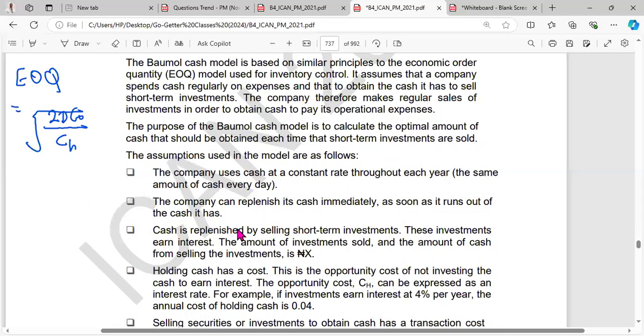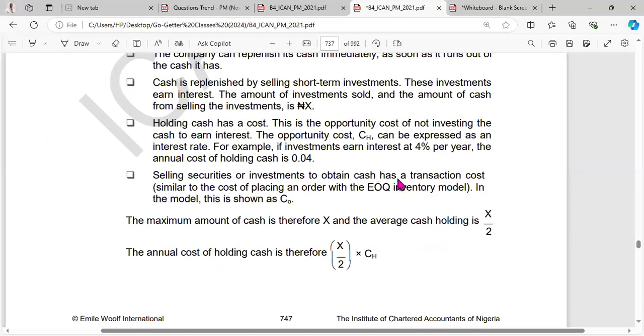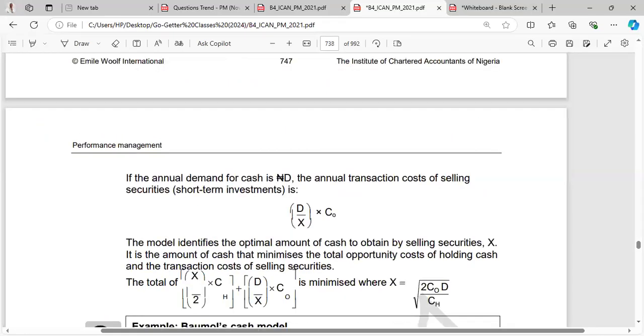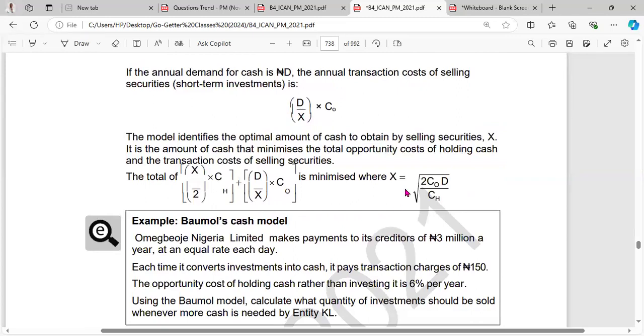Now, the selling of securities or investments to obtain cash has a transaction cost, similar to other costs, which is called your CO, the ordering cost. But in this case, it is called transaction costs. The maximum amount of cash is therefore the average cash holding, X over 2 times holding cost. So this is the formula: the square root of 2 times CO times D, divided by CH.